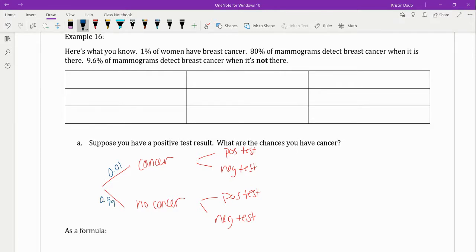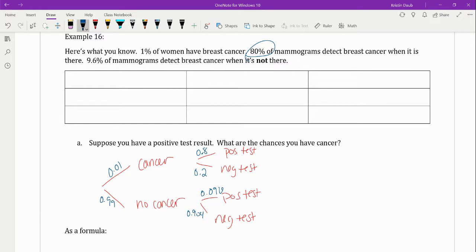If they have cancer, using a conditional probability here, 80% of the time the mammogram is going to detect breast cancer if they have it. So that's where my 80% would go. I assume that this person has cancer. 80% of the time, they're going to have a positive test. Now, a negative test is going to occur the other 20% of the time. 9.6% of the time, you'll get a positive test even when you don't have cancer. So this is going to be a positive test with no cancer. And then the other part, the 0.904, would be a negative test with no cancer.